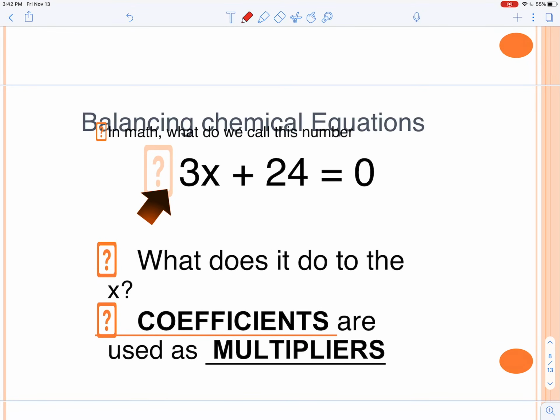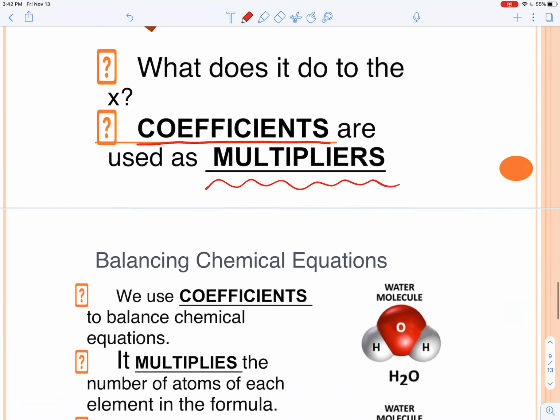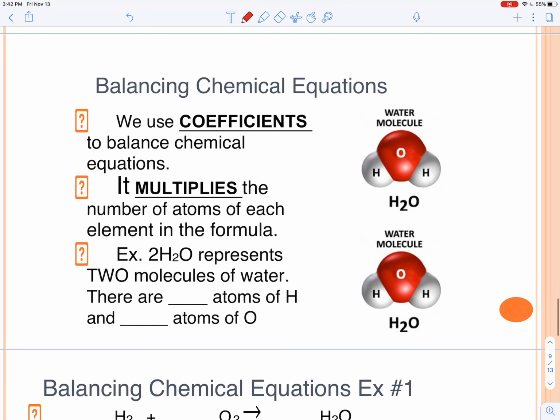So a little review here, a little math review, right? What do we call this number in front of the x? Well, that's called a coefficient. And what do coefficients do? They're used as multipliers. So in chemistry, they do the same thing.